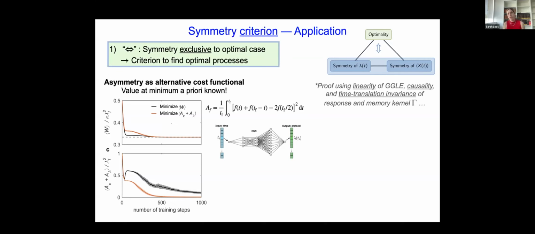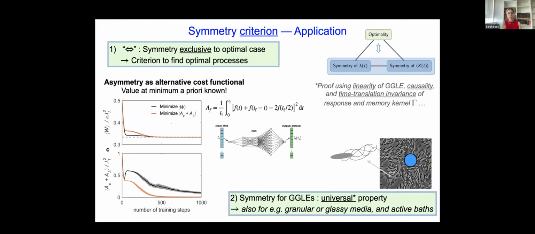And the other important thing is that in our proof, we didn't use any particular properties of the memory kernel or the colored noise. We also didn't use the FDR. So this property should now hold for a large class of systems, including particles in granular or glassy media and active particles as well.